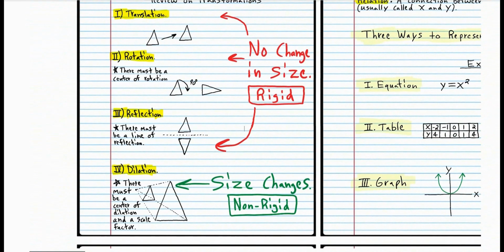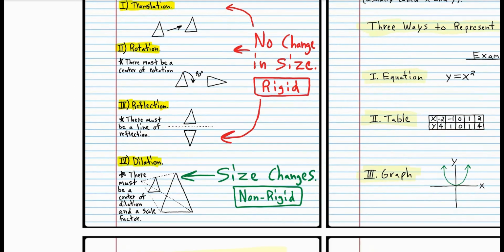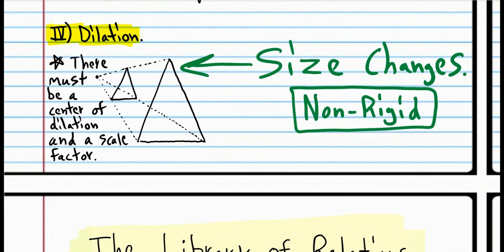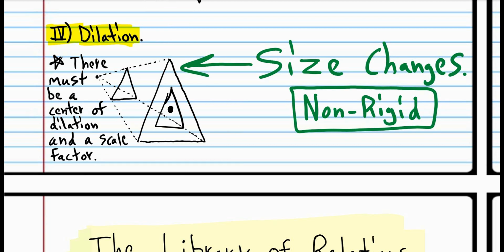But the last type of transformation, dilation, that's a non-rigid transformation because the size of the object actually does change. And be aware that with dilation you need a center of dilation. If your center of dilation is here, then the object is thrust outwards like so. If your center of dilation is in the middle of the triangle, for example, then you thrust out like so. If you're making the object bigger, or if you're making it smaller, it would move inwards like so.